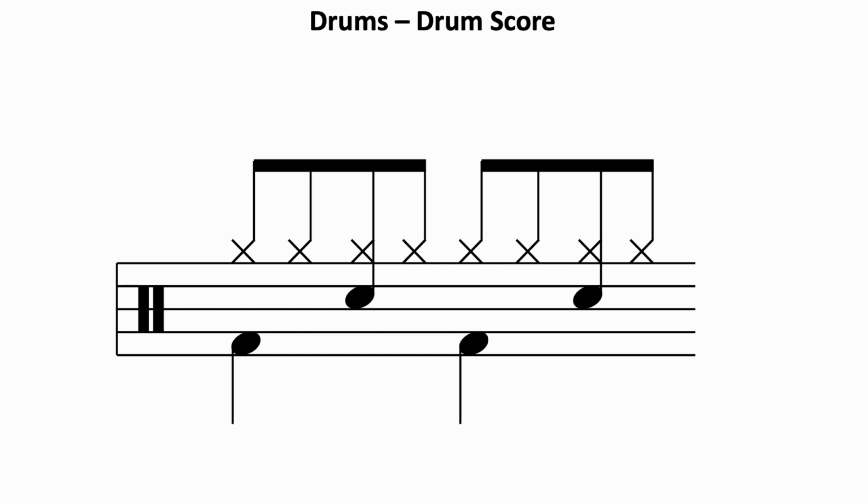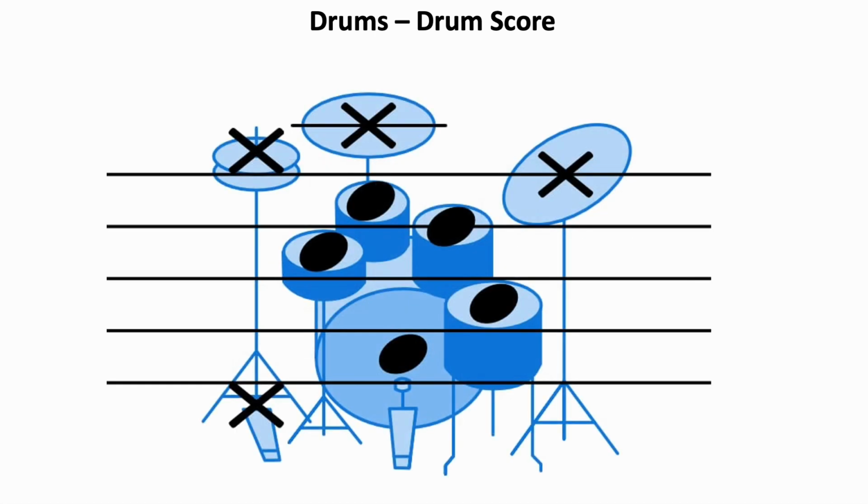This is a drum score. It's very similar to a piano score, but the note heads on the lines or in the spaces represent a different part of the drum kit. This graphic shows us how this looks on a drum kit.